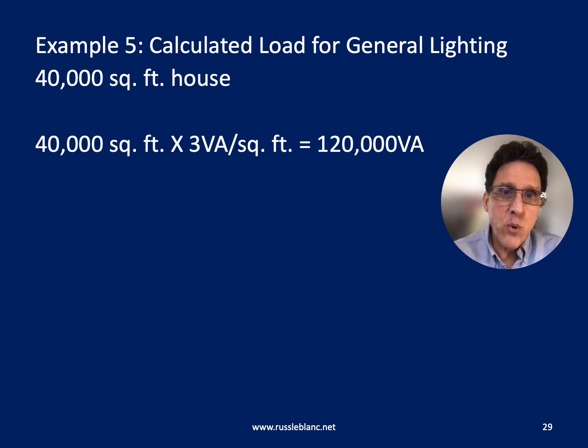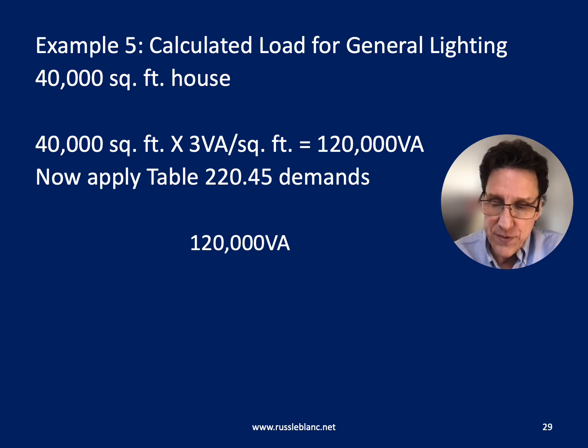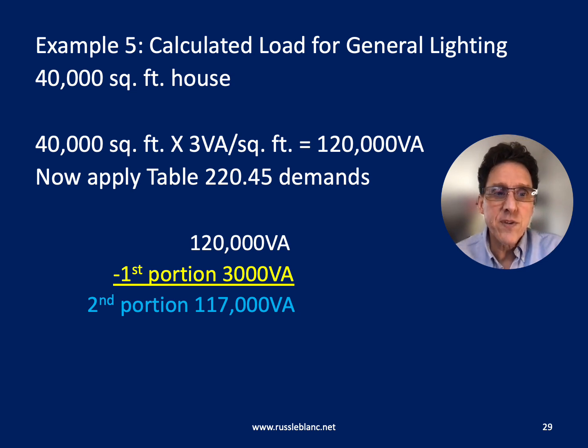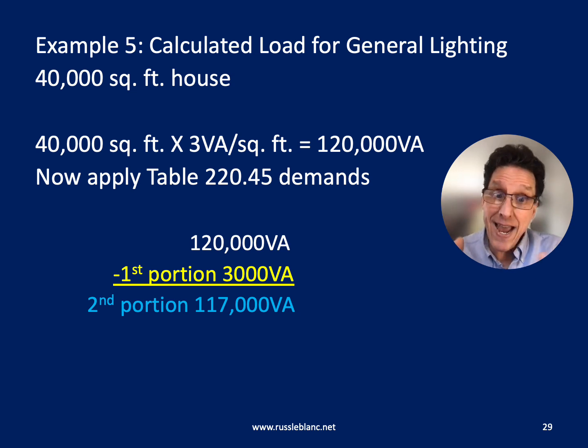So we're not going to be using the third portion yet. Once we're over 120,000 volt amps, then that would trigger the third portion. We're not quite there, but we are going to max out the first two portions. The first portion is always 3,000 volt amps. In this case, the second portion is 117,000 volt amps. This is the biggest number the second portion would ever have. You have the first 3,000 volt amps, and then the next portion is 3,001 to 120,000 volt amps, and so that portion is 117,000 volt amps.